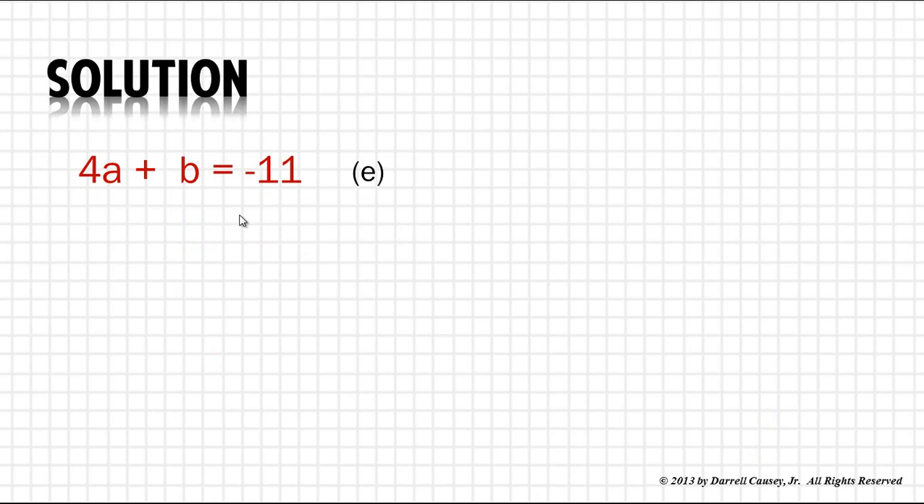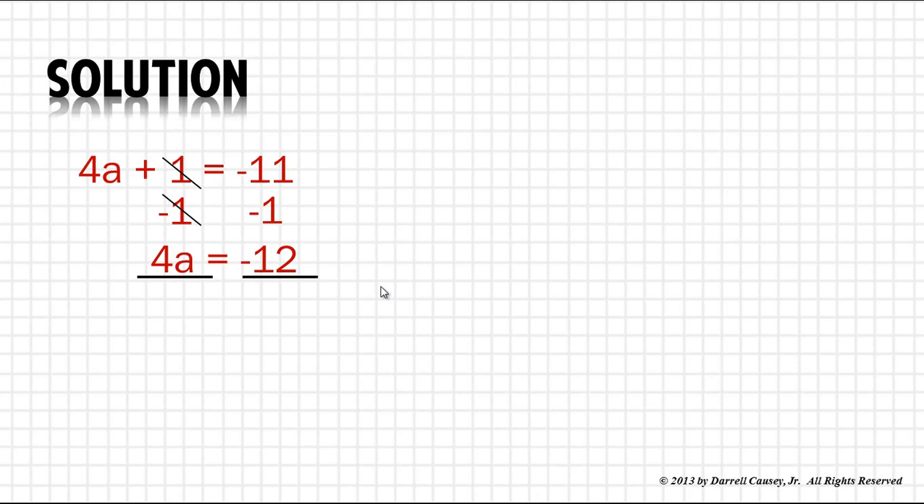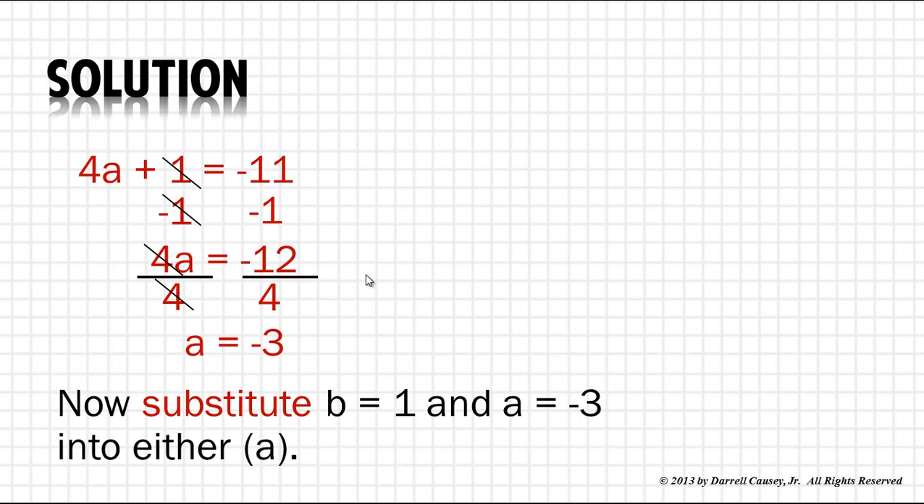Now, substitute B equals 1 into either D or E. Okay, there's E. We'll choose E. And I'm going to substitute the 1 in for B. Minus 1 from both sides. And we get 4A equals negative 12. Divide by 4. And we get A equals negative 3.